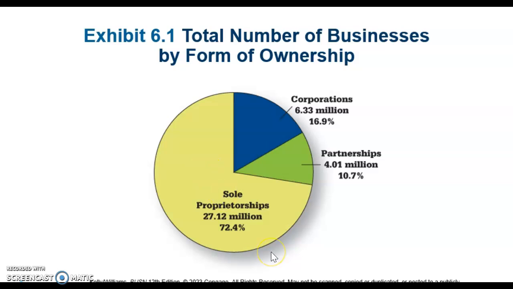The most common type of ownership is a sole proprietorship, about 70%, 72.4%. But they only account for a little bit of 4% of revenue and 10% of profit. You can see here how much corporations make in profit, 6.33 million.